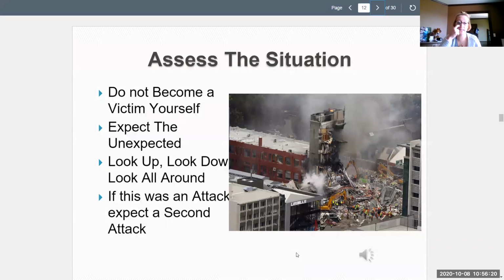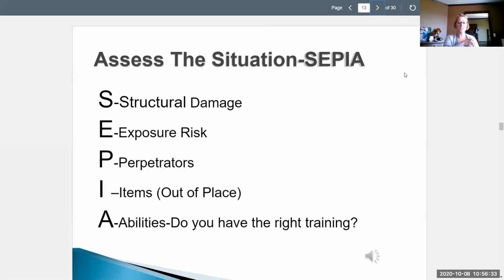So assessing the situation, as I already mentioned, keep yourself safe. Don't become a victim yourself. Expect the unexpected. Look all around. If it was an attack, expect a second attack. Case in point, 9/11. So assessing the situation, that's SEPIA: structural damage, exposure risk, perpetrators, items out of place, and abilities. Do you have the right training?